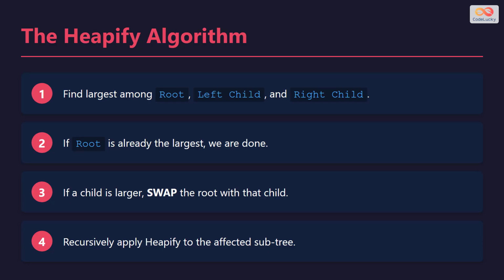The algorithm for Heapify is straightforward. First, look at the root and its 2 children. Find the largest value among the 3. If the root is already the largest, you stop. If a child is larger, swap the root with that child. Finally, repeat this process recursively on the child node you just swapped into.